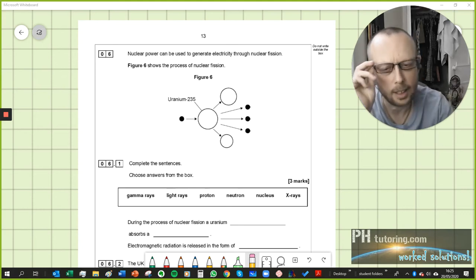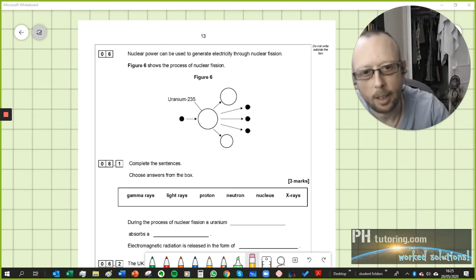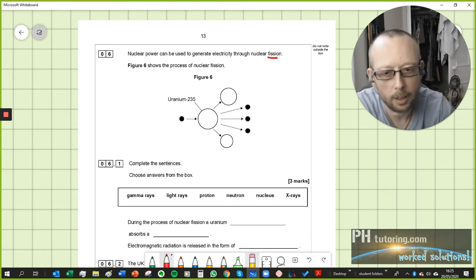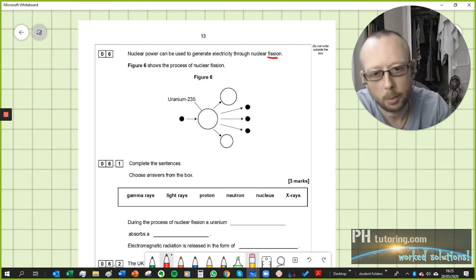Okay, so this is question 6 now. We're looking at fission. What is fission? Fission is splitting a nucleus. So splitting a nucleus into two, which is what's happening here.